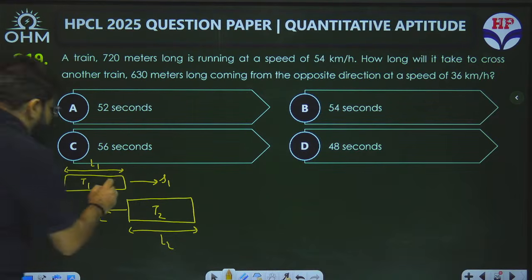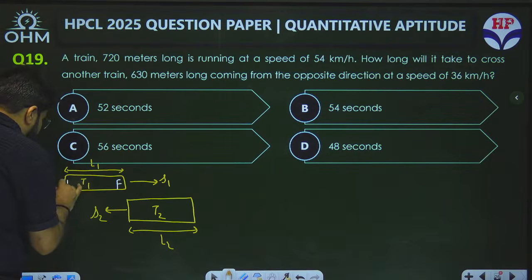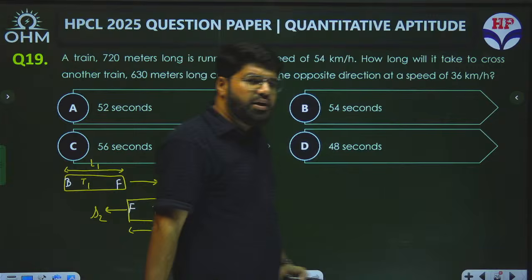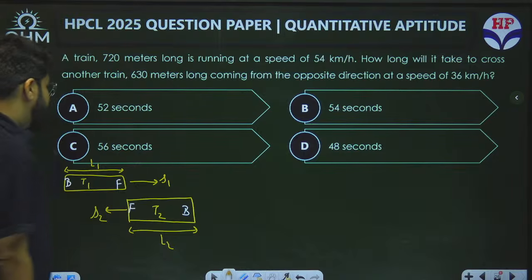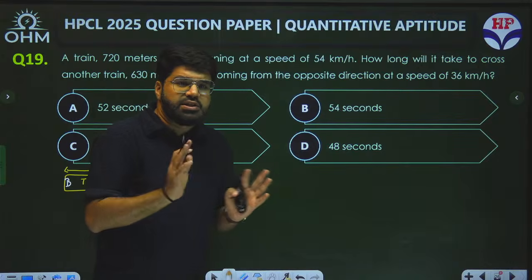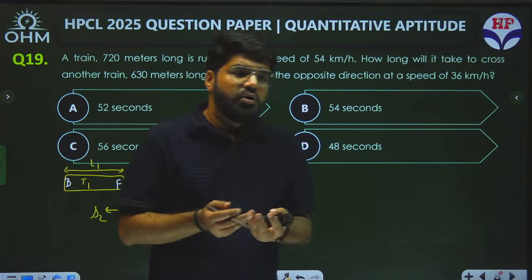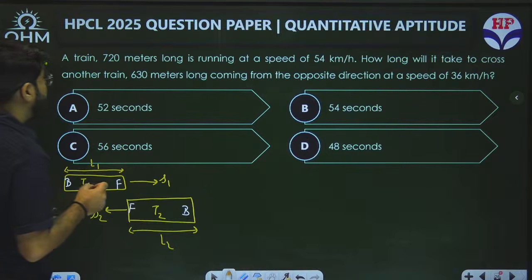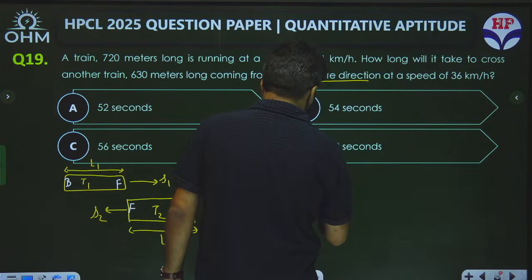This is the front of the train, this is the back of the train. For the other train, this is the front, this is the back. To completely cross each other, how much distance has to be taken? For a moment, let us assume that train 2 is stationary. Why can you assume that? Because you can use the concept of relative speed. What is the relative speed of the first with respect to the second if the second was stationary? Because two bodies are traveling in opposite direction, what is the relative speed?